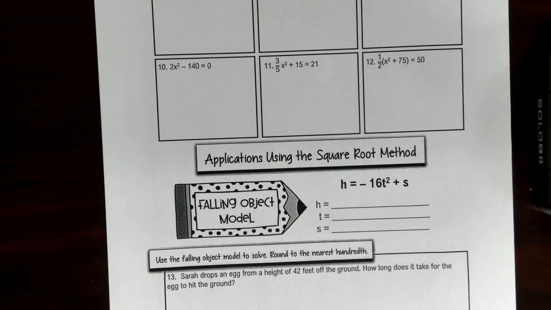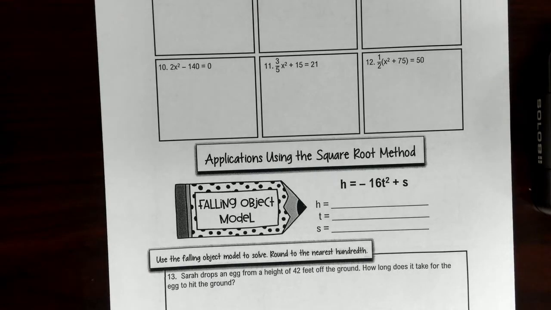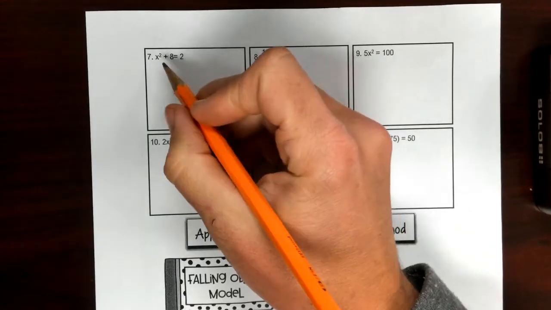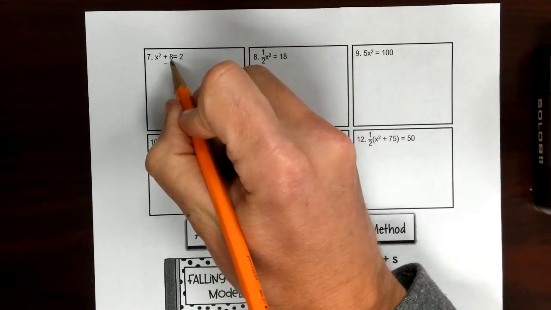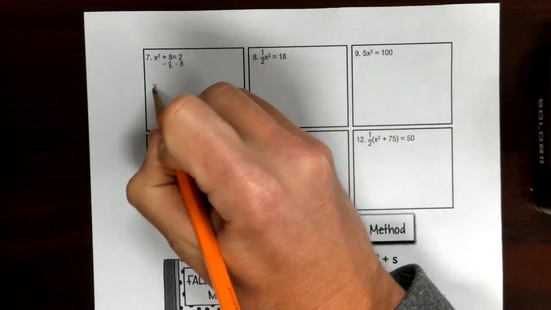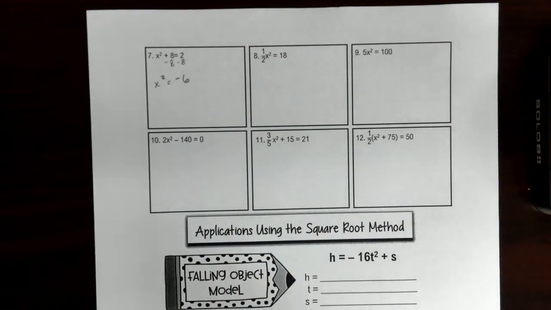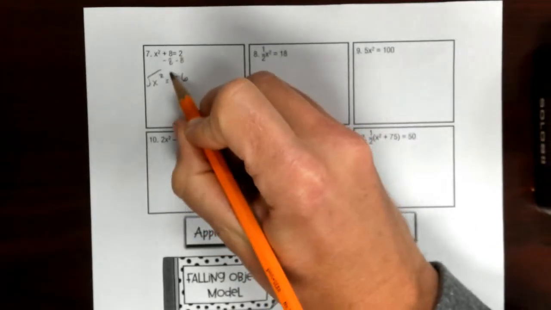More examples, right? Now let's look at some of these. Let's look at number 7, okay? And I'm going to point out number 7 for a reason. First step, I want to isolate for x squared. So my first step is to subtract 8 on both sides. I got x squared equals negative 6. So once again, we're going to take the square root of both sides.